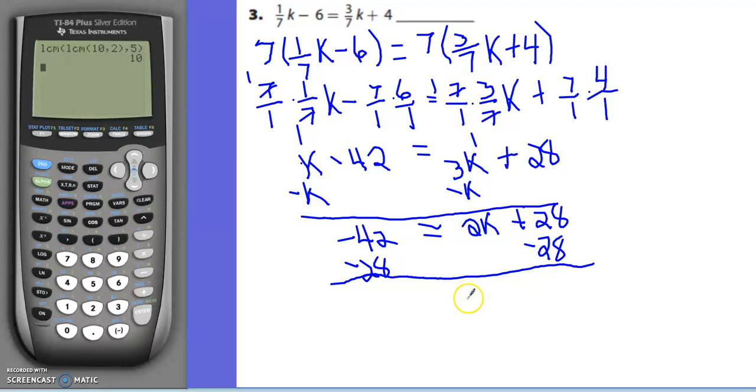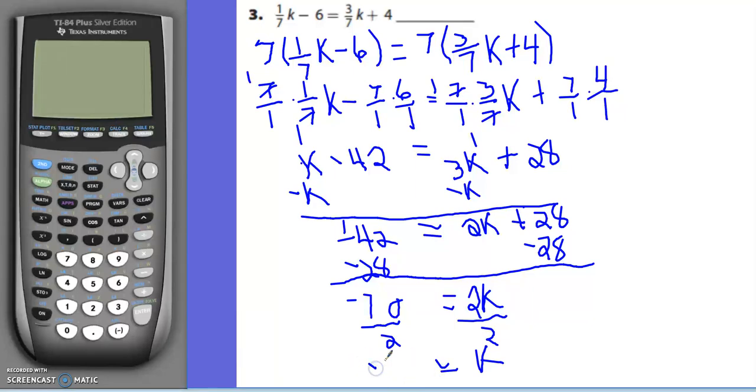When we do this, we have 2k equals negative 70. The 2 and the k are multiplying. The opposite of multiplication is division. Divide both sides by 2. You get negative 35.